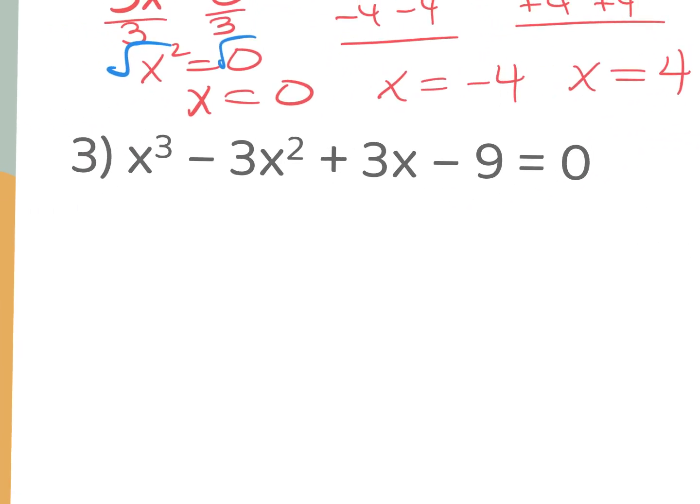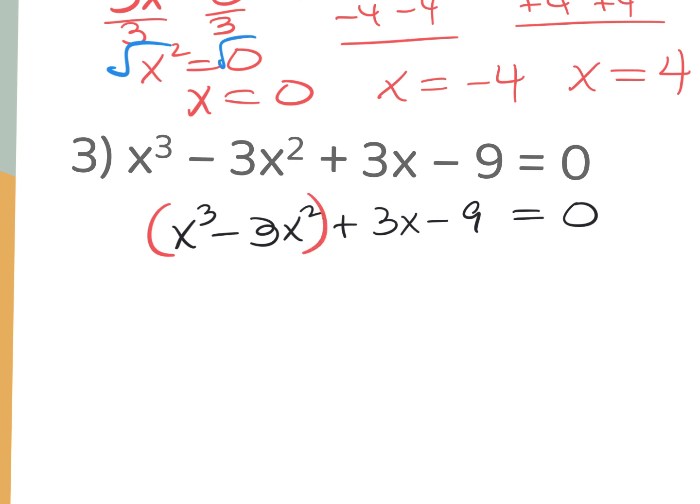It's already set equal to 0. So I'm going to go ahead and rewrite it, and I'm going to make my 2 groups. So I have x to the 3rd minus 3x squared plus 3x minus 9 equals 0. I'm going to make a red group and a blue group. I'm going to look for my greatest common factor of my red group. That is going to be x squared. I'm going to divide it, and what remains is x minus 3.